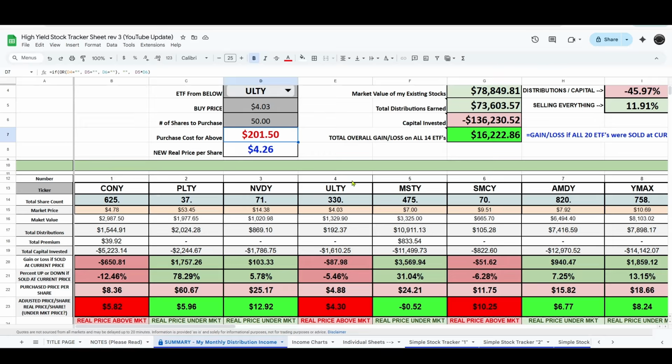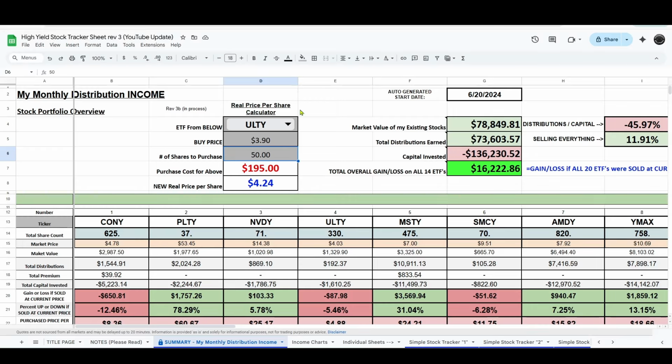And it could also help you if you wanted to enter in, well, what if this drops down to $3.90? Do I want to wait until it hits $3.90 and buy 50 shares? What would my real price per share be? $4.24. Well, maybe I want that instead, and I'll put a buy order in for $3.90. And if ULTY drops down and hits it, it's going to buy my 50 shares at $3.90. And that's going to help drop my real price per share from $4.30 down to $4.24.